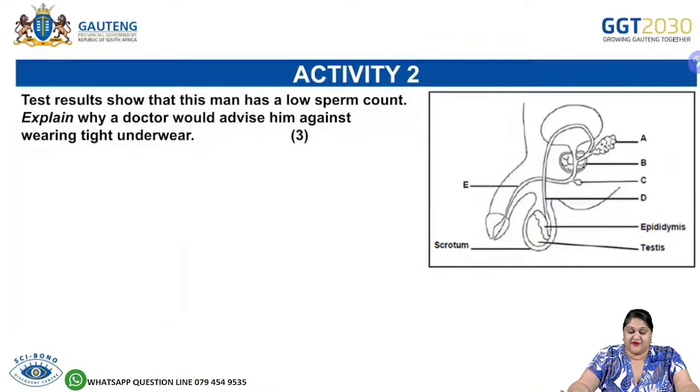Okay, so this is a different activity, and it's showing us again a male. This is the side view, and this question has nothing to do with the labeling. However, I think let's go through the question and let's label the diagram so that it's also some practice for you. So we have A, which is the seminal vesicle.